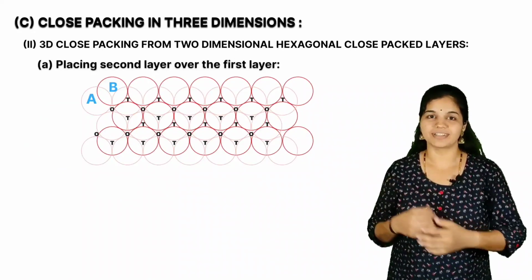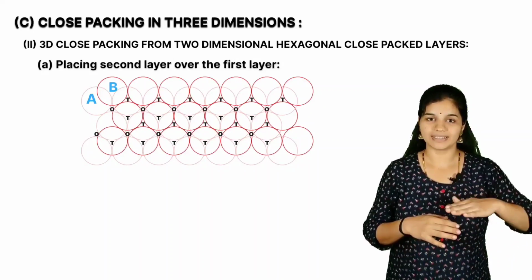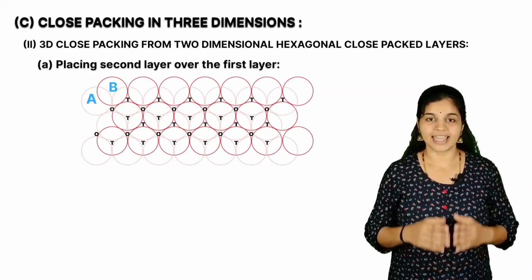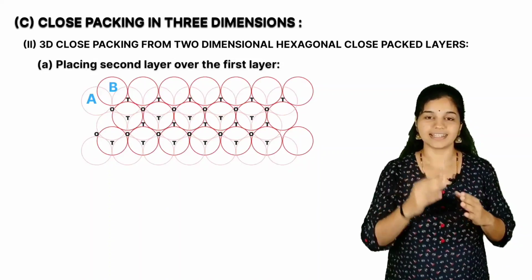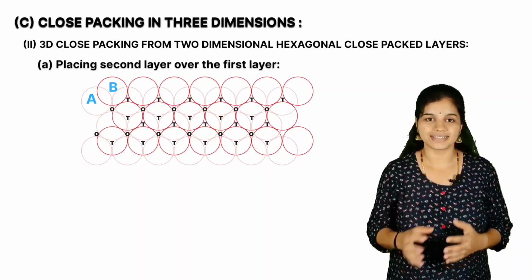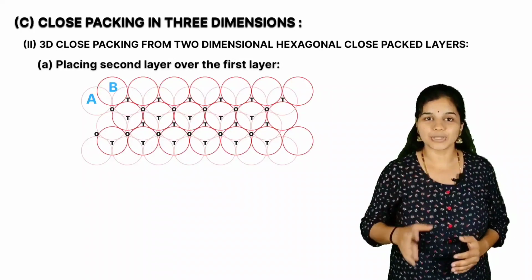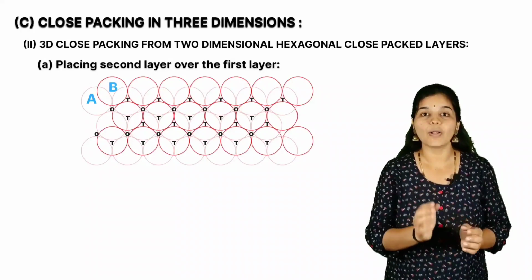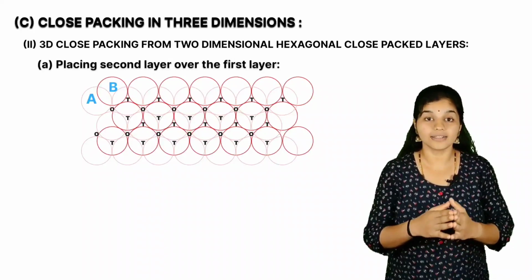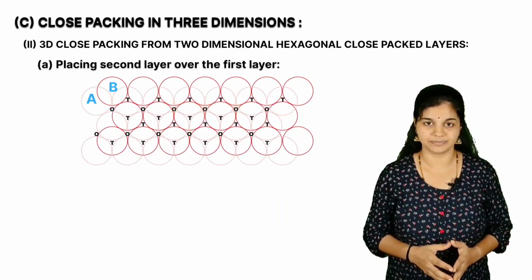From the diagram here, you can see the arrangement of 2 layers. The bottom layer, that is A, is represented by dark red circles, and the top layer, that is B, is represented by light red colored circles. From the figure, clearly you can observe that all the triangular voids of the first layer are not covered by the spheres of the second layer.